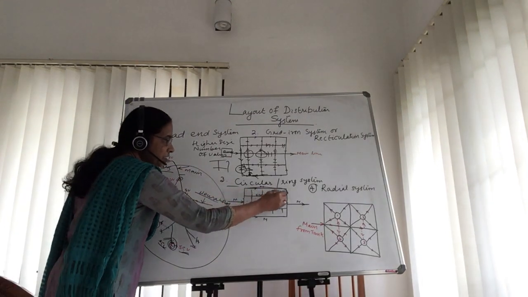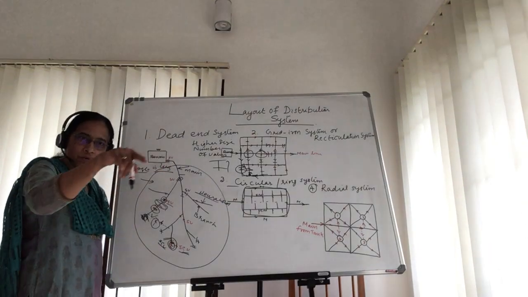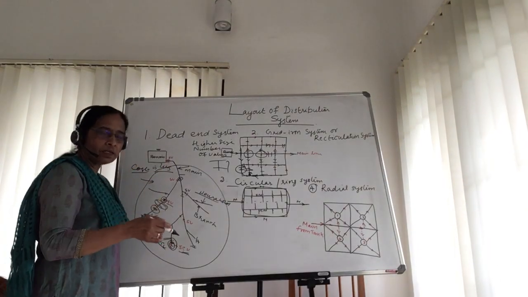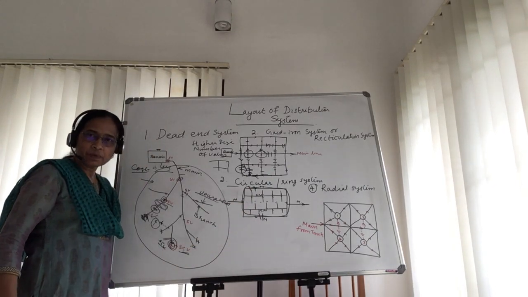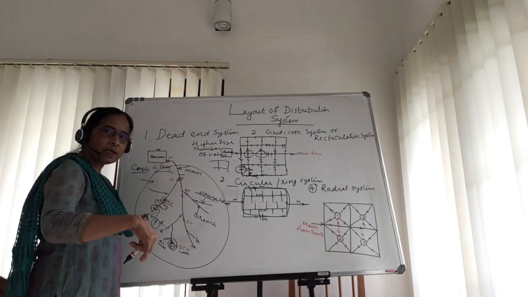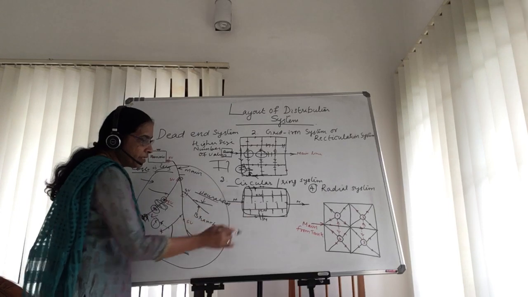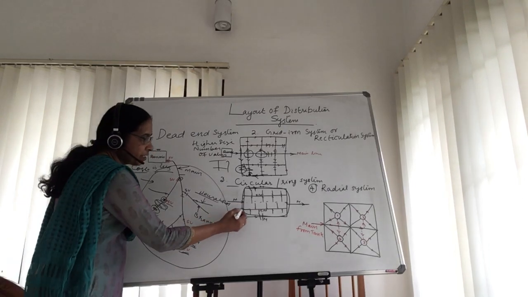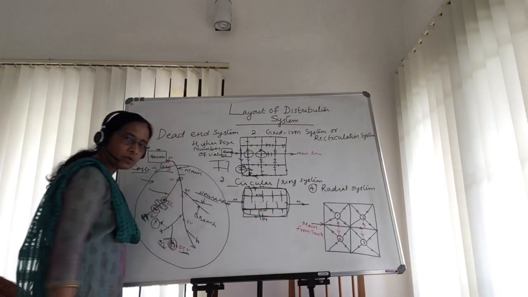You can see that this is the main line passing around the main city, and this main line is of the same higher size pipe that has to be laid around the city. Then you have to take sub mains, and then you have to take the connections from the sub mains.